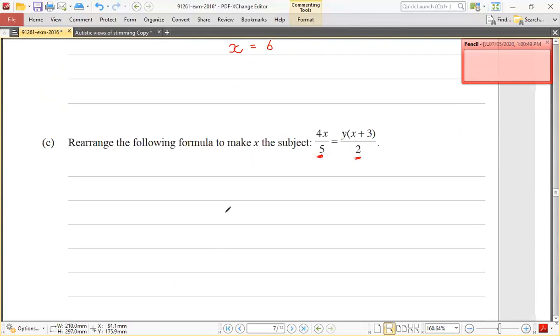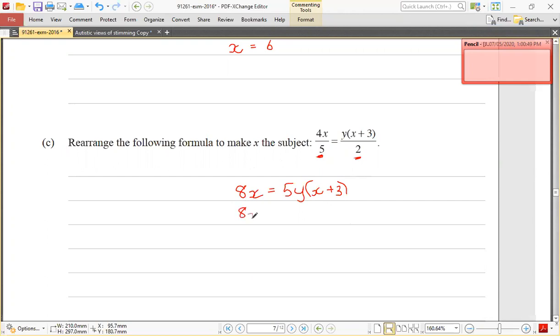Next one, we've got to get rid of these horrible things at the bottom, this 5 and this 2. So this is when we cross multiply. Have you got this far? Does that make sense? To get rid of the denominator of the fraction? Right. Now we expand brackets.